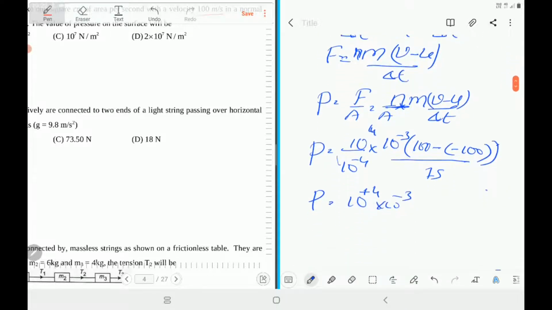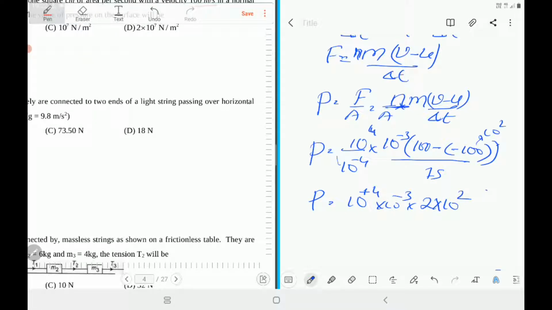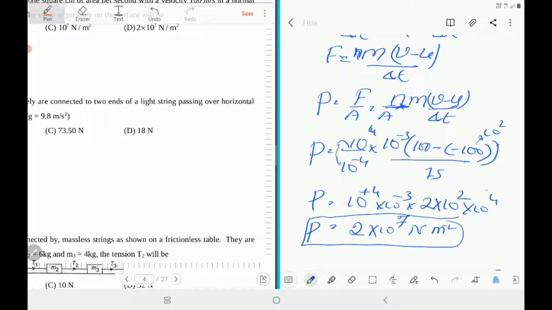That's why the total value is minus of minus, plus 2 times 100. 100 can be written as 10 power plus 2. So the final value is 2 times 10 to the power plus 4, another term 10 power plus 4. Why? Because it has come to the numerator. So the final value is 2 times 10 power 7 Newton per meter square.